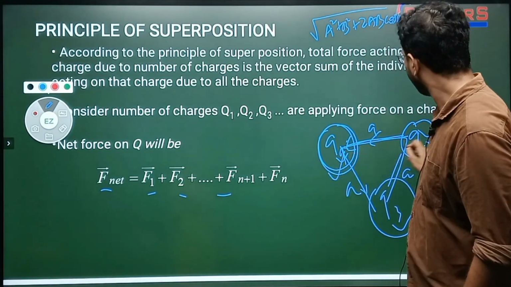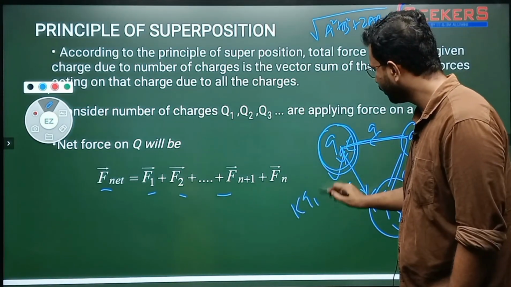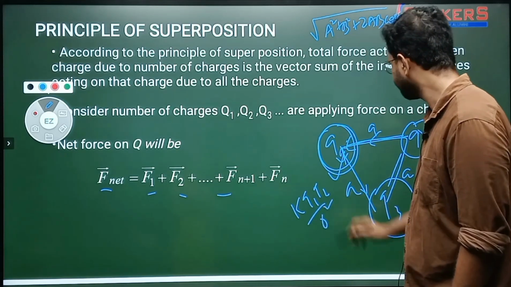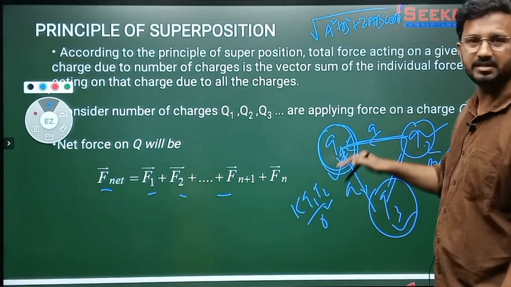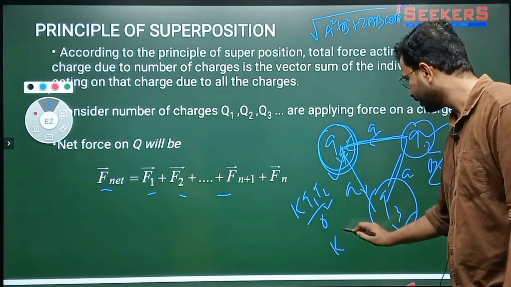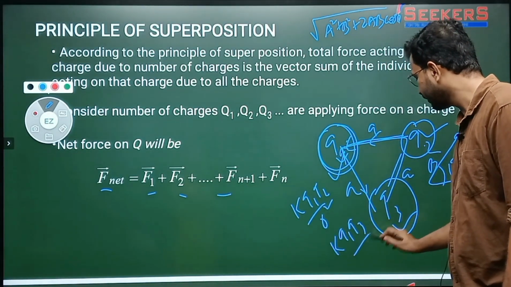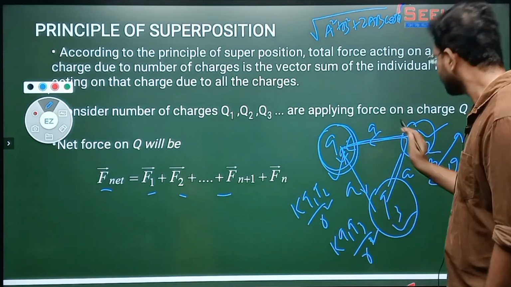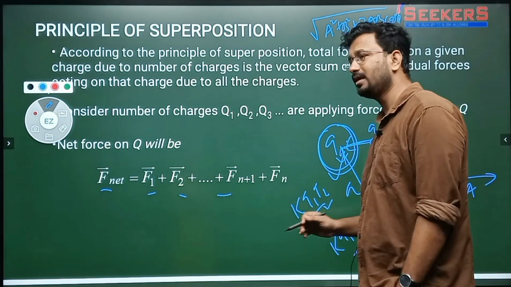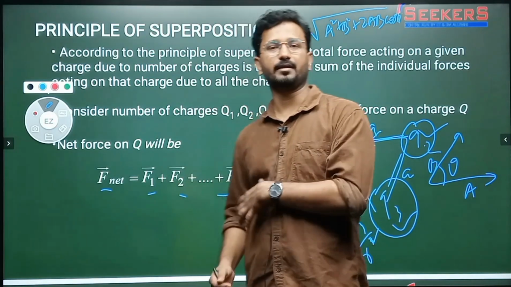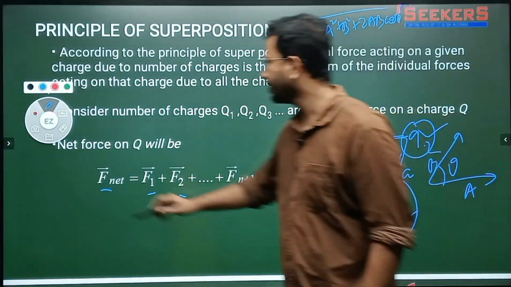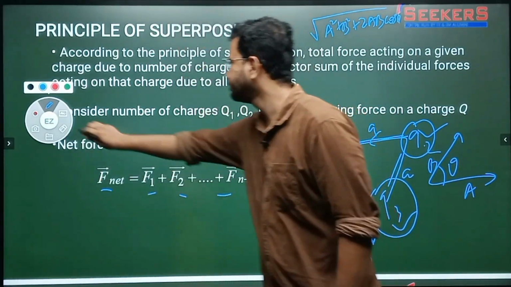Force on Q1 by Q2 will be the same, K Q1 Q2 by R square. Force by Q3 on Q1 will be the same, even if Q2 is present or not present: K Q1 Q3 by R square. So the force is not going to change. The only thing is that the net force on that charged particle will be different because we have to add the forces. Okay, going forward.